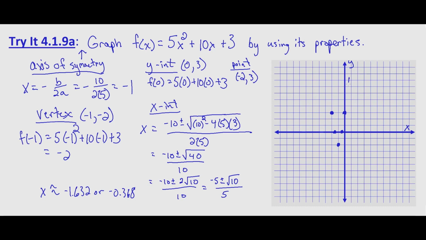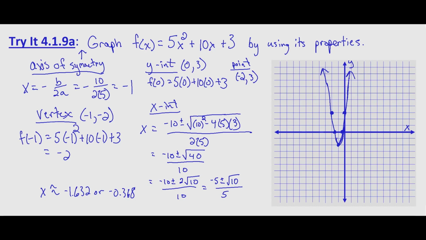And then we would connect the dots to get our parabola. Put arrows on the end to indicate end behavior. So there's the graph of f of x equals 5x squared plus 10x plus 3.